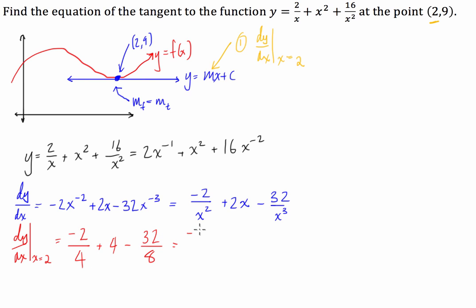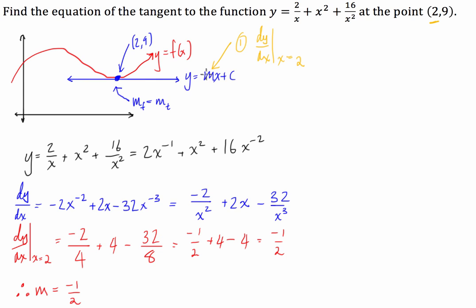Negative 2 on 4 is negative 1 over 2, plus 4. 32 over 8 is then just minus 4. So this is then equal to just negative 1 over 2. So then we can write, therefore, m equals negative 1 over 2. Cool.